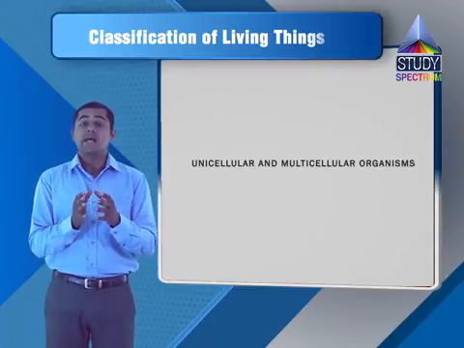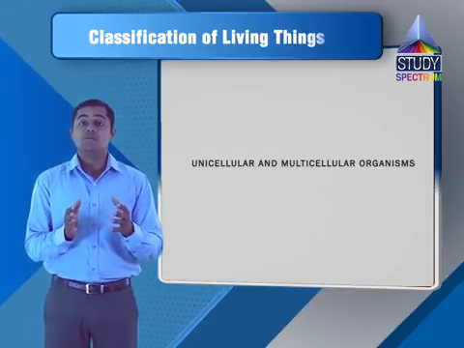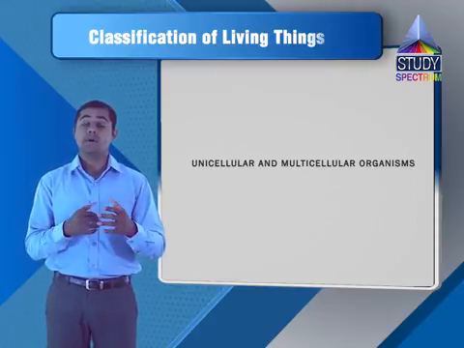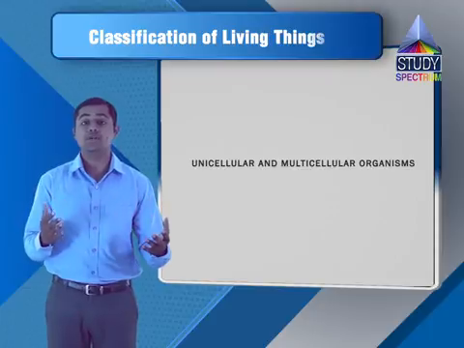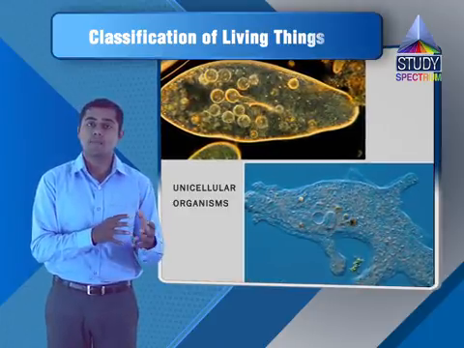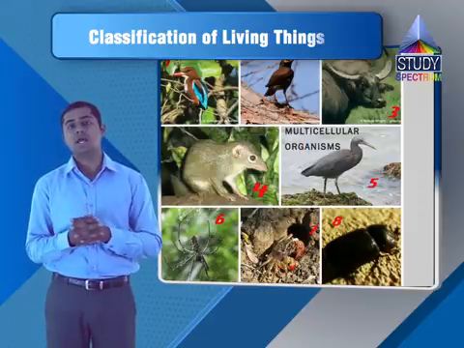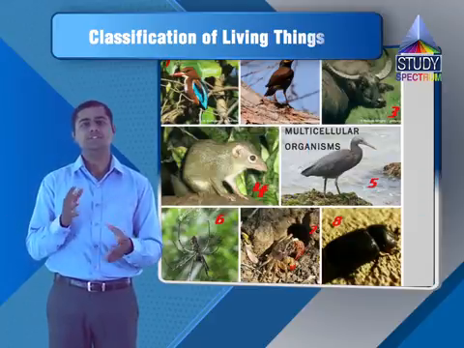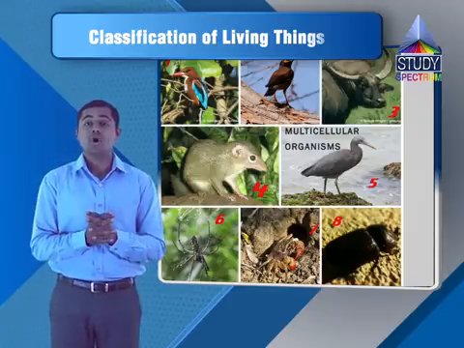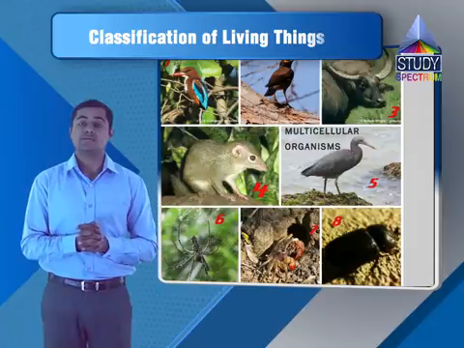Then the animals, on the basis of how many cells they consist in their body, how many cells they are made up of, are classified into unicellular and multicellular animals. Unicellular animals are amoeba, paramecium. What are the multicellular animals? All the higher organisms, fishes, birds, reptiles, amphibians, human beings, cat, dogs, these are multicellular animals.